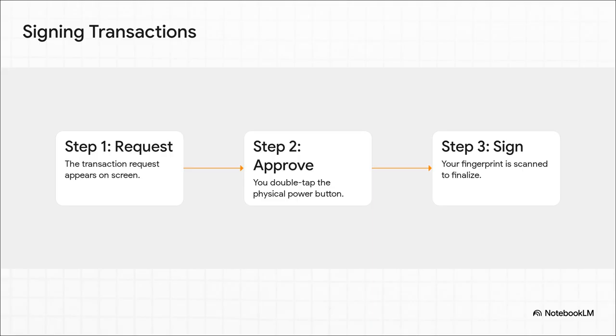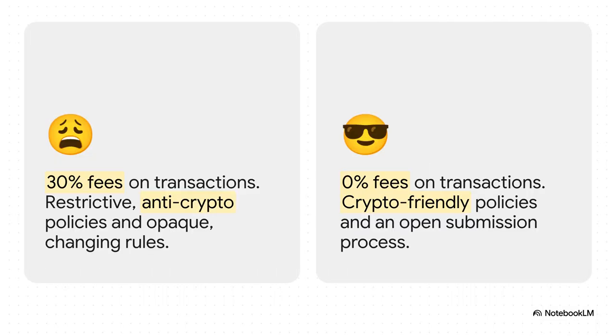Well, signing a transaction becomes incredibly simple. A request just pops up on your screen, kind of like Apple Pay or Google Pay. You physically double-tap the power button on the side to say, yep, I want to do this, and then you just use your fingerprint to securely sign it. It's physical, it's fast, and it's super secure. So that takes care of the user security.